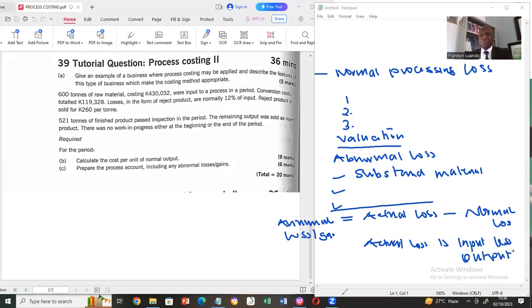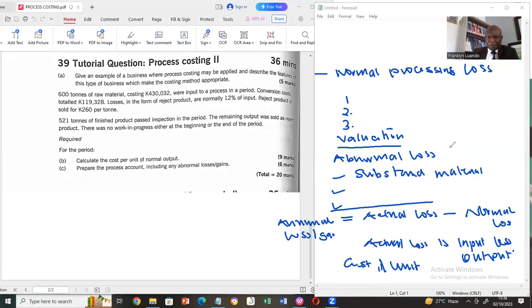Now, how do we value abnormal loss or abnormal gain? Abnormal loss or abnormal gain, they are valued at cost per unit of good production. Cost per unit of good production. And good production is input less normal loss. That will be good production.